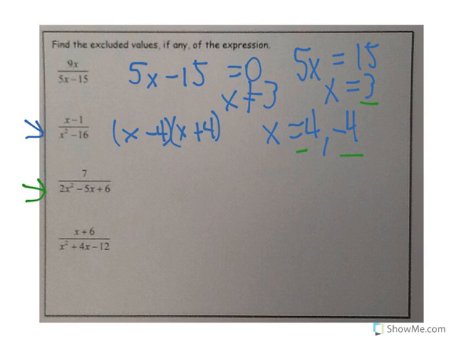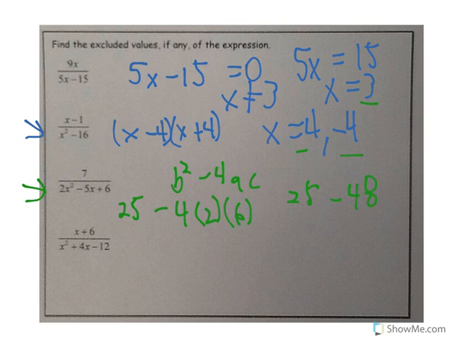This one here, I'm going to check and see if there's any values that work. So let's try the discriminant. b squared minus 4ac. So b squared is going to be 25 minus 4 times 2 times 6. And that is going to be 25 minus 48, which is going to be equal to a negative number. That's actually equal to negative 23. So that means I have no real roots for that.